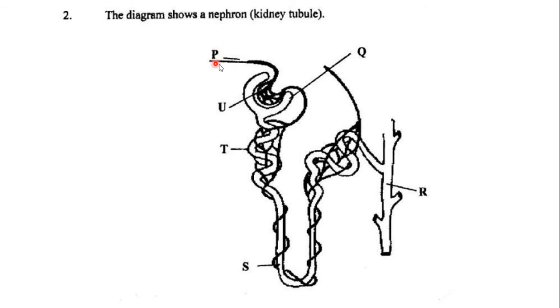And so the question is, what is the structure labeled P? What is the name of that? The name of that is the afferent arteriole. So P, this tube here, is the afferent arteriole.